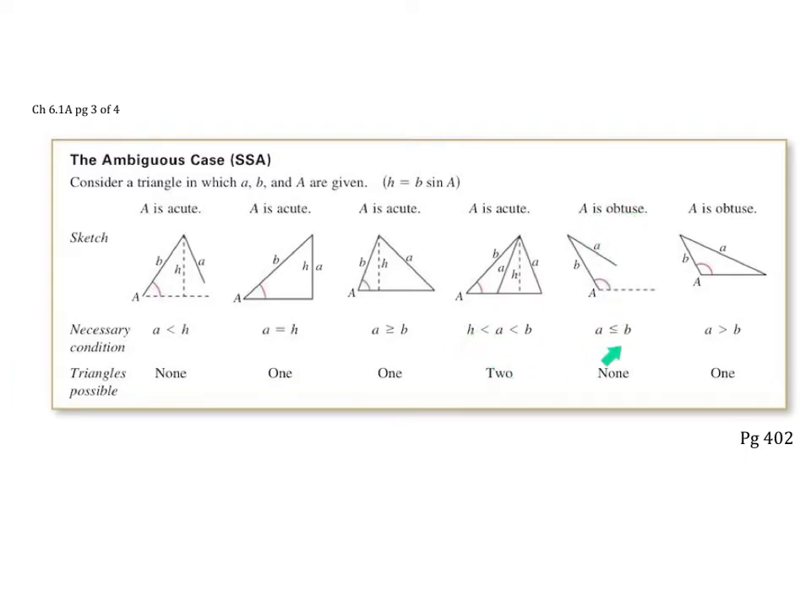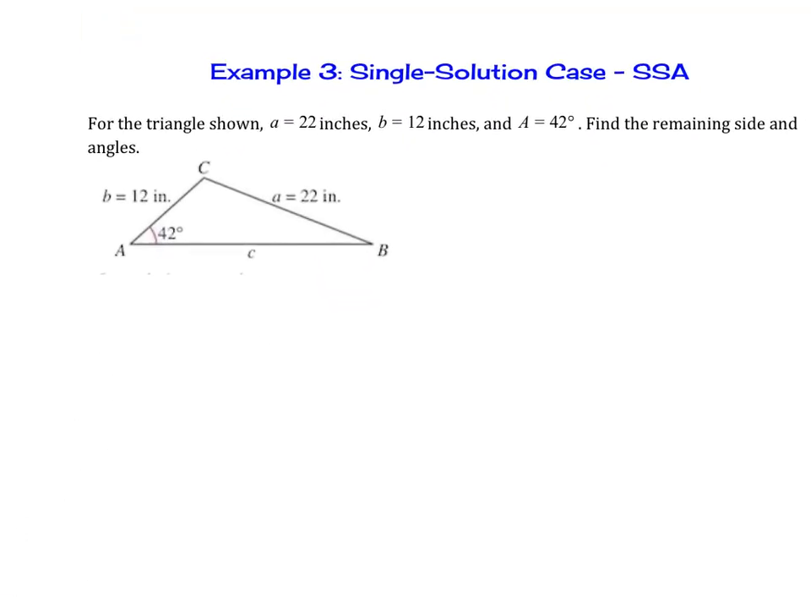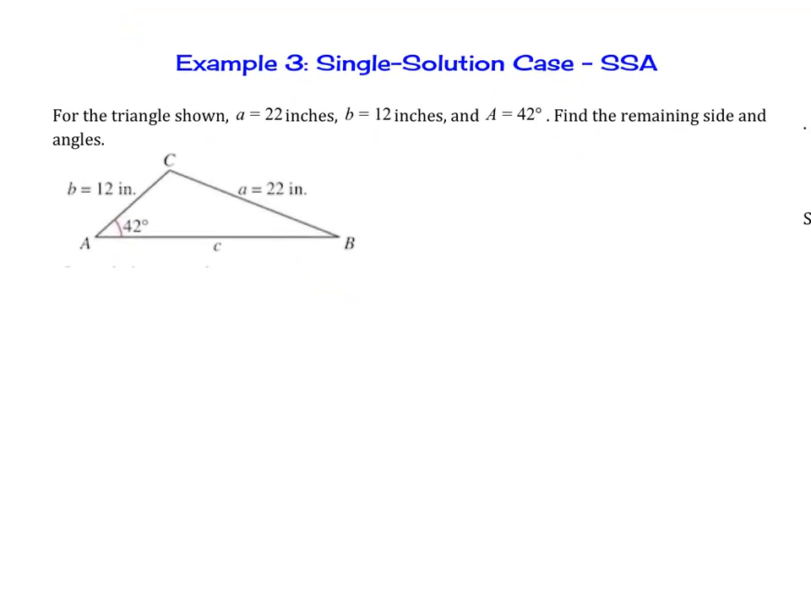If A is obtuse and a is less than or equal to b, then there is no triangle possible, right? You can see that it doesn't work. If A is obtuse and a is greater than b, then there is only one triangle that is possible. So we're going to look at some of these cases. Here's a single solution case, side-side angle. For the triangle shown, a equals 22, b equals 12, and A equals 42 degrees. Find the remaining side and angles.